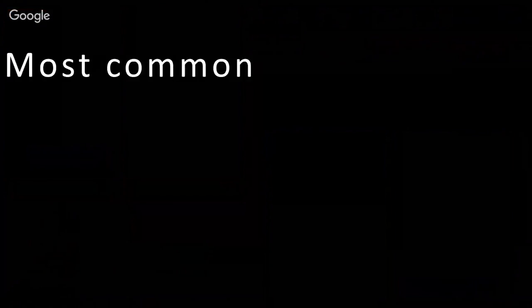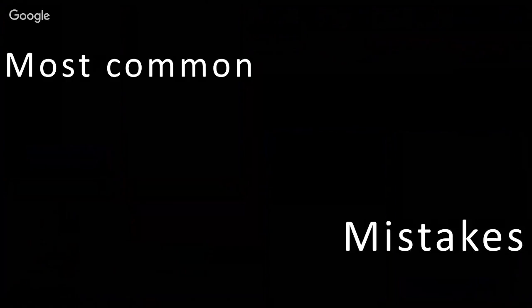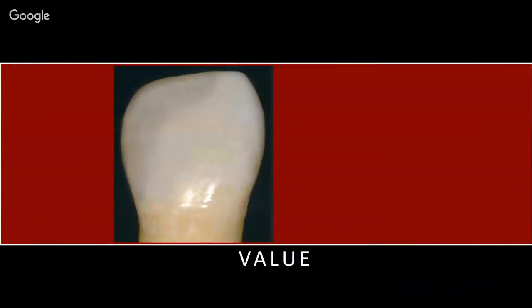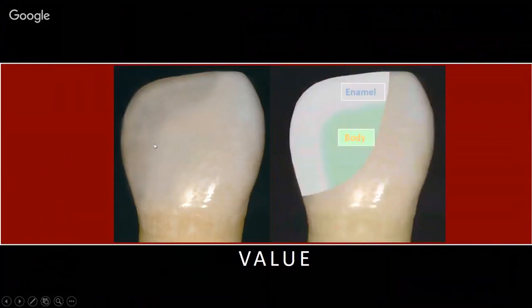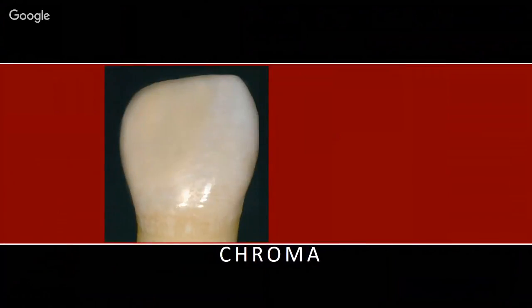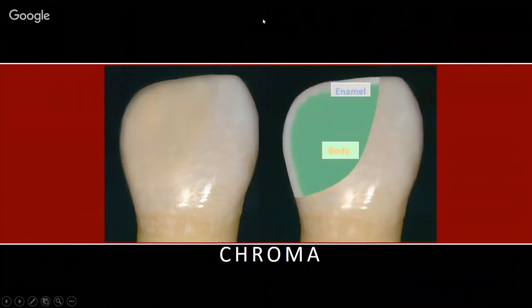Then let's see the most common mistakes that we can see every day, unfortunately. So the most common mistakes are, first of all, the value. You can see here. Let's see how we can avoid this kind of mistake. This kind of mistake is due to too much enamel or too little dentin or body. On the opposite side, too much chroma. Too much chroma is, on the other hand, too much body and not enough enamel.